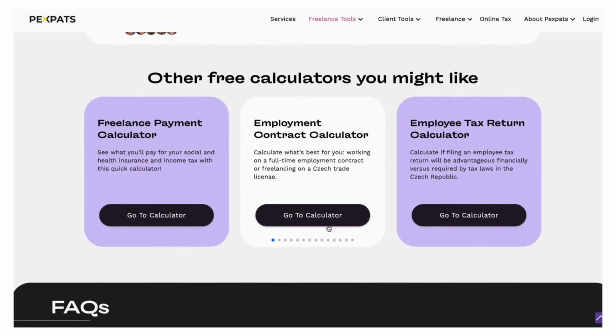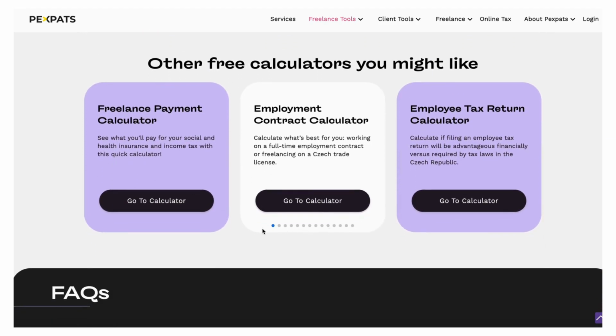You can also check our other calculators. The Freelancer calculator calculates your net income if you have income only from a trade license, and the employment contract calculator helps you to understand if you pay less taxes if you work as self-employed under a trade license or work under a full-time employment contract in the Czech Republic. Or the employee tax return calculator helps you to understand if you should do an annual employee tax report as a mandatory task, or if you should do a tax report voluntarily to get a tax refund at the end of the year.